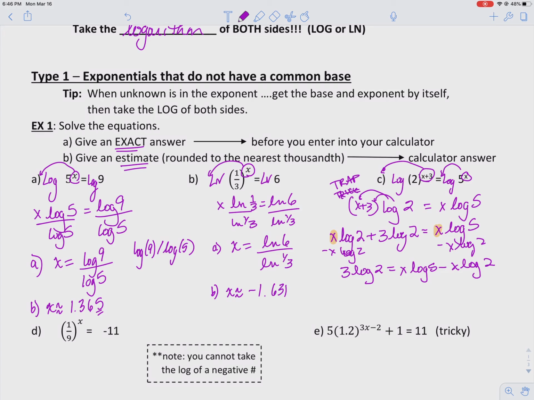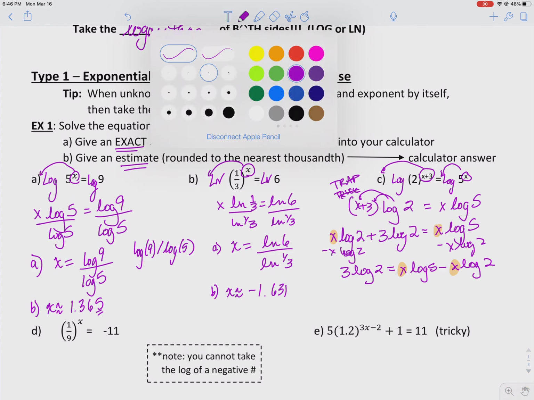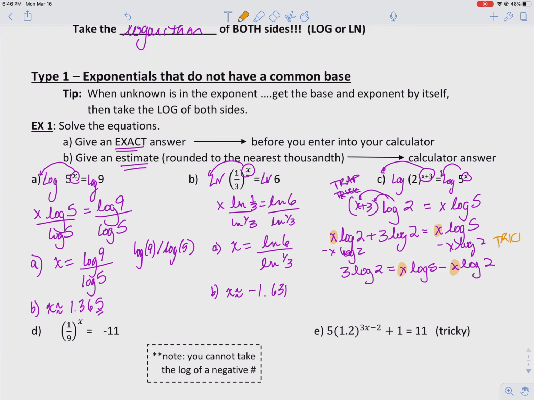Now remember, in other sections, I've said here's a trick that you need to know. If you're solving for x and you have 2 of them, then the trick is you need to factor it out. All right, so I'm going to have 3 times the log of 2 equals x times the log of 5 minus the log of 2. See how I factored out the x? Last step is to divide so that I get my x all by itself.